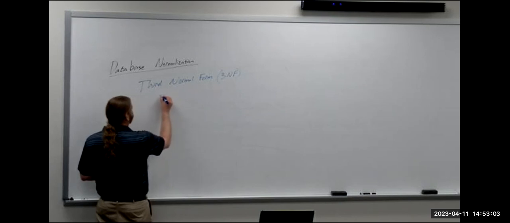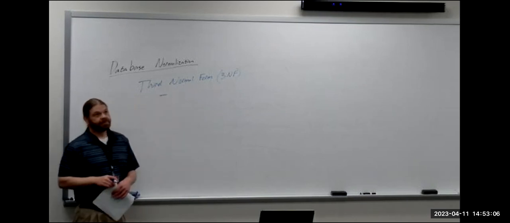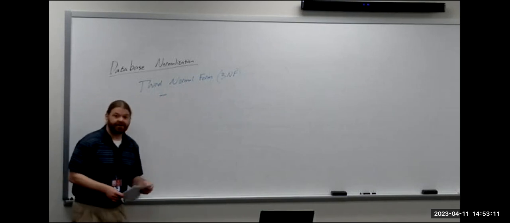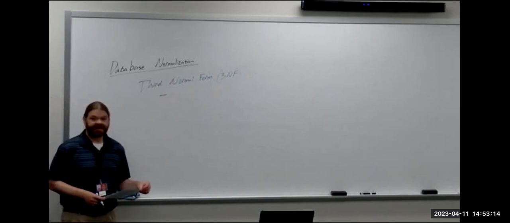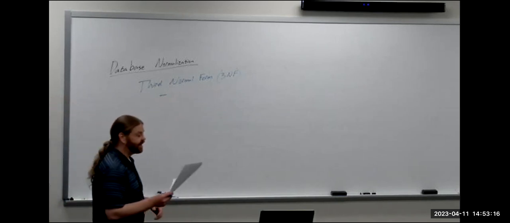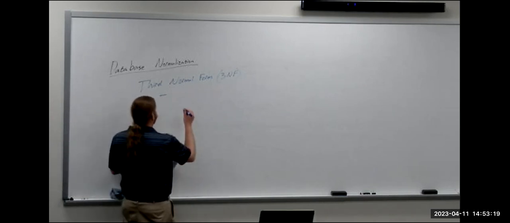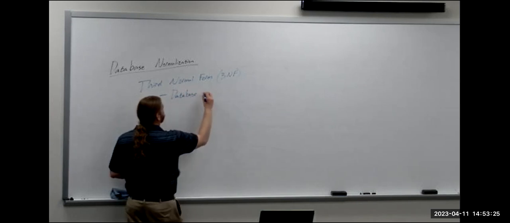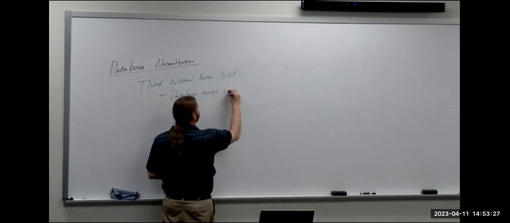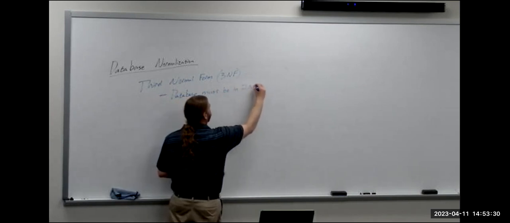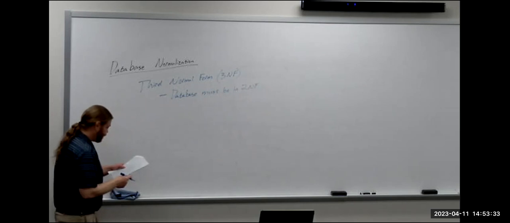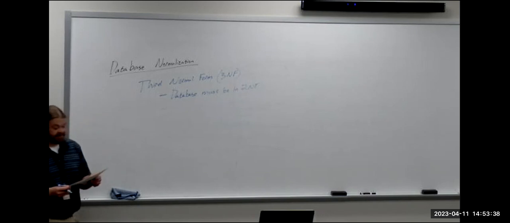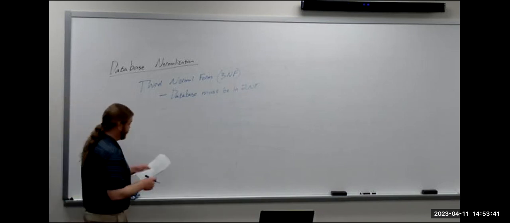So the first rule is a trivial rule, just like in 2NF, but as is kind of standard, the trivial case is not a trivial situation. So first off, we have to put our database in 2NF. Database must be in 2NF, second normal form. And the rule we're adding this time is relations have no transitive functional dependencies.